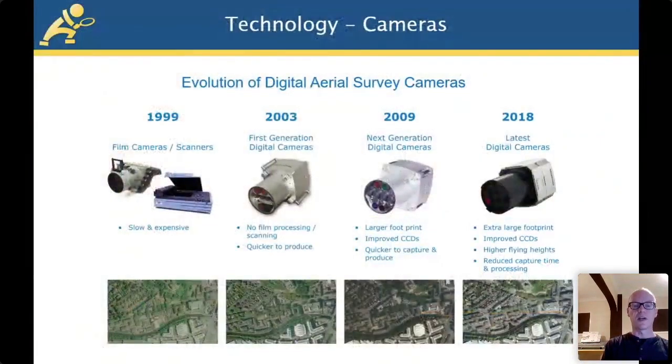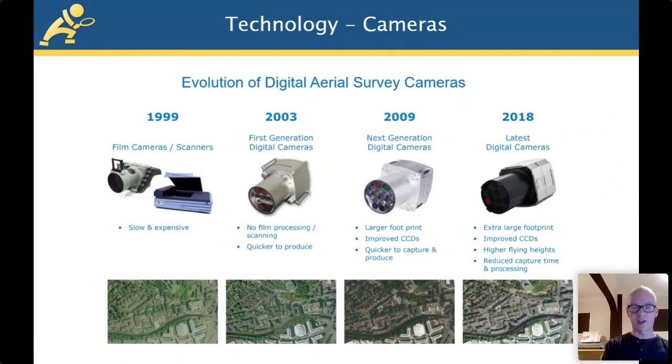As I mentioned, we've always been early adopters of technology, and technology changes quickly, and you need to keep up with it. So the first slide really shows the trend in survey cameras, and the evolution really is it's going towards larger cameras, larger image footprints, higher flying heights, and it's less flying time, and that's critical.